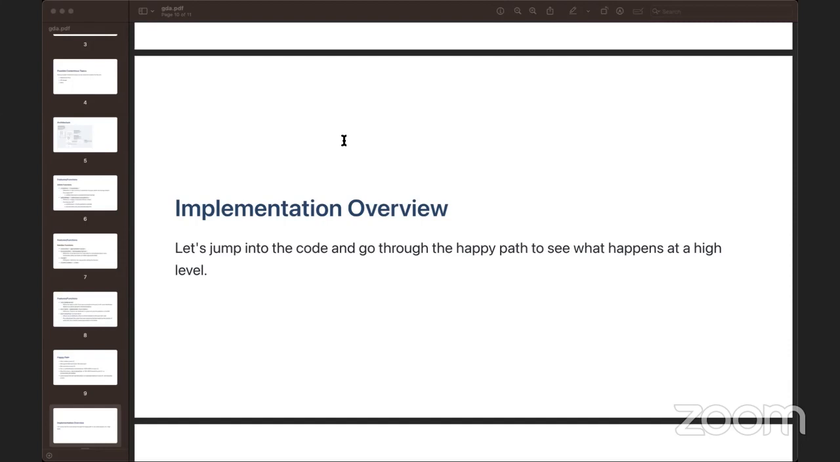So our happy path started with Alice creating a pool. Basically, when a pool is created, we use this deployer library to deploy.